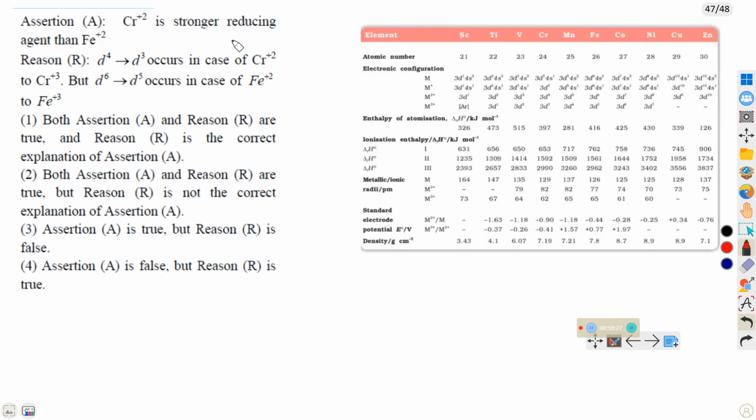Cr2+ is a stronger reducing agent than Fe2+. Correct. Because Cr2+ SRP value is low. Oxidation takes place, so it acts as a strong reducing agent. D4 to D3 occurs in case of Cr2+ to Cr3+, but D6 to D5 occurs in case of Fe2+ to Fe3+. Both assertion and reason are correct. Reason is the correct explanation of assertion.